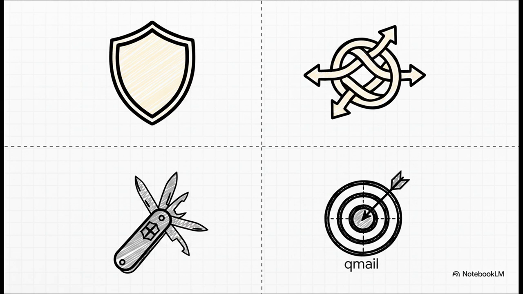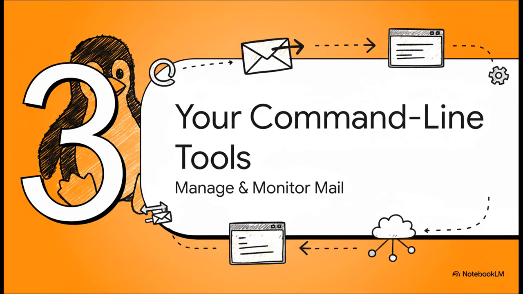There's Postfix, which is kind of the modern default. It's loved for being secure and relatively easy to set up. Then you've got Sendmail, the original OG. It's incredibly powerful, but man, it is famously a beast to configure. Exim is another really flexible choice, especially popular in the Debian world. And last but not least, there's Qmail, which was built from the ground up with one thing in mind: security, security, security.